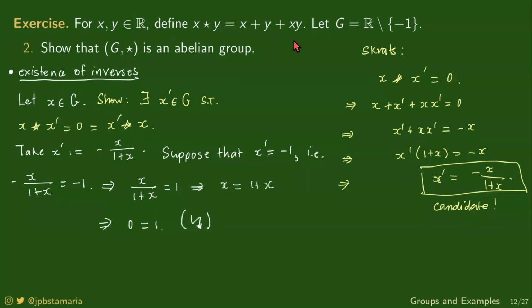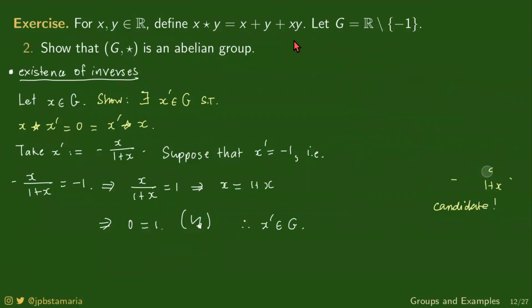What did we prove now? Kung may contradiction, we now did prove that x prime essentially is an element of G. Now, last step is to prove that it's indeed the inverse. Tama?